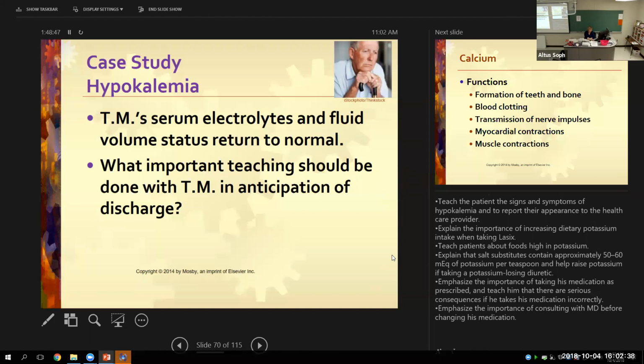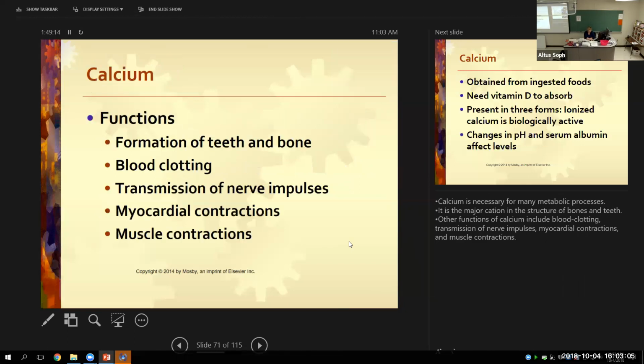Okay, so I would say the most important part of teaching would be to make sure he's not diagnosing and prescribing his own medications or increasing his own medications, and that he does know how to eat foods that are higher in potassium. So if you really are on a lot of Lasix, you probably should be eating a banana each day or an orange each day, eating foods that do have higher potassium levels.